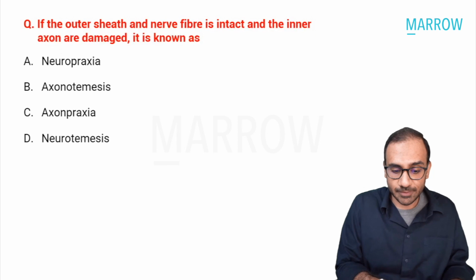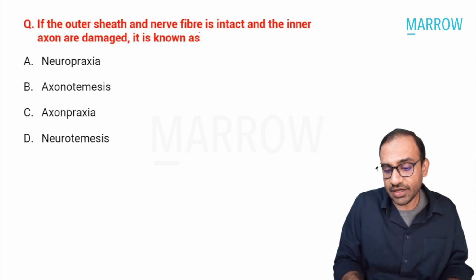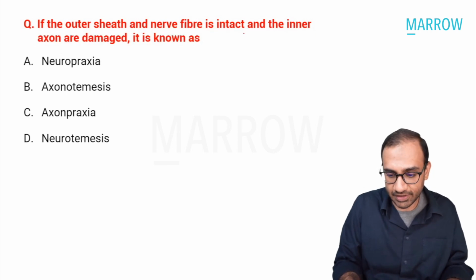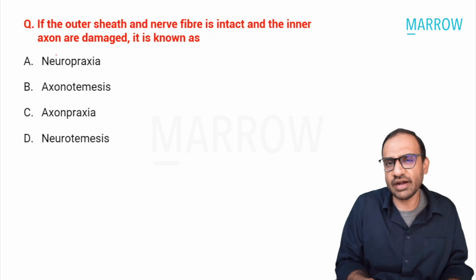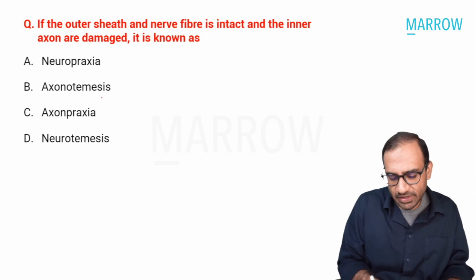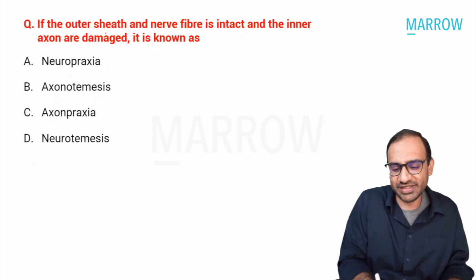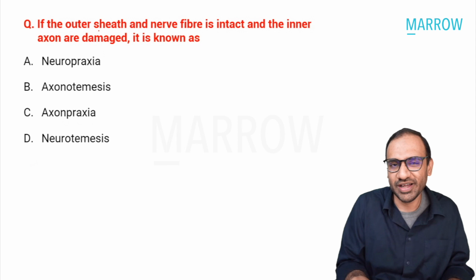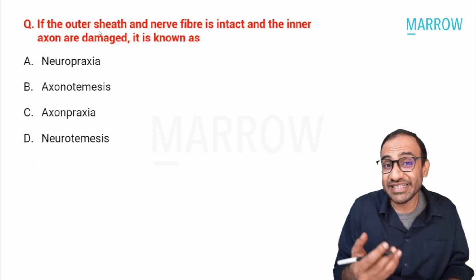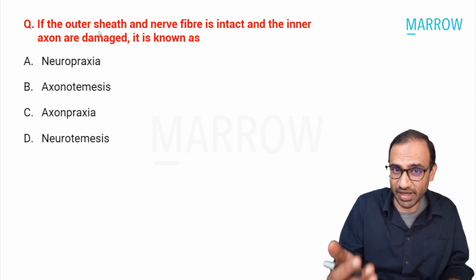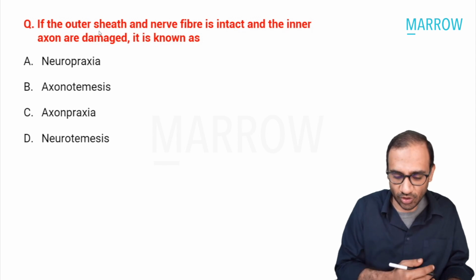Now let's look at this question. If the outer sheath and nerve fiber is intact and the inner axons are damaged, what is it known as? Neuropraxia, axonotmesis, axonpraxia, neurotmesis. Okay, so what is this question basically asking you? If you recall, the question is basically asking you your Seddon classification, right? Neuropraxia, axonotmesis, and neurotmesis. What happens in neuropraxia, axonotmesis, and neurotmesis?